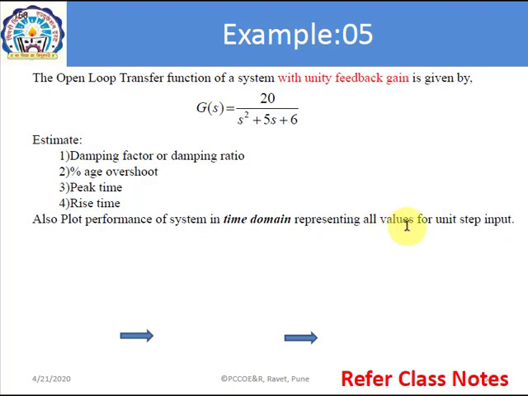They are saying to represent all values, that means the values that we are calculating for percentage overshoot, peak time, rise time, all these values we have to show in a time domain plot. If it is an underdamped transient response, in that transient response we have to locate the rise time, settling time, and with these values we have to project the time plot. Okay, so let us proceed.